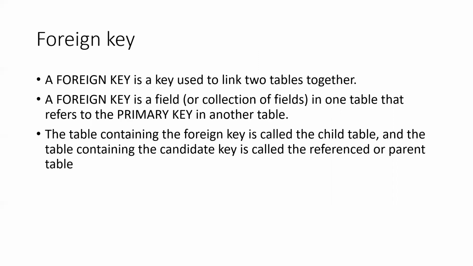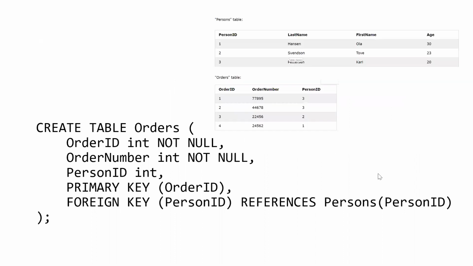Okay, next one is a foreign key. You know that in relational databases, the tables are related to each other. So how do you make that relation? We will have a common field, and that common field usually connects to the primary key of the other table, right? So the table with the foreign key we call the child table. Whatever table that you are connecting to is called the parent table, right? So let's see how we may create a foreign key here.